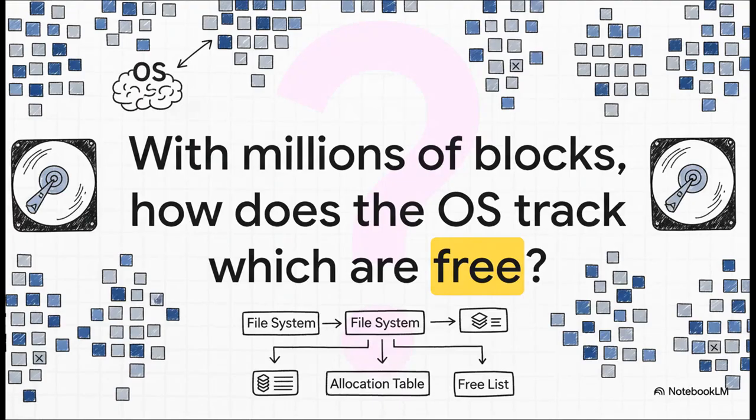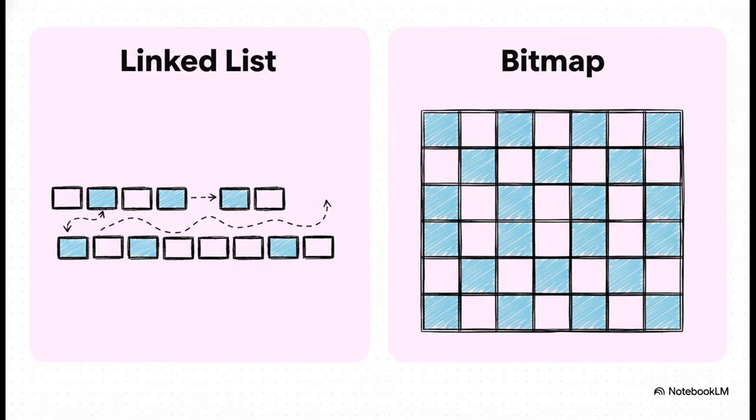Now, this creates a pretty big challenge, doesn't it? If your drive has millions, maybe even billions of these little slots, how in the world does the operating system keep track of every single one that's available? Well, our librarian has 2 clever strategies. One is called a linked list. This is kind of like a scavenger hunt. Each empty slot contains a little note that points to the location of the next empty slot.